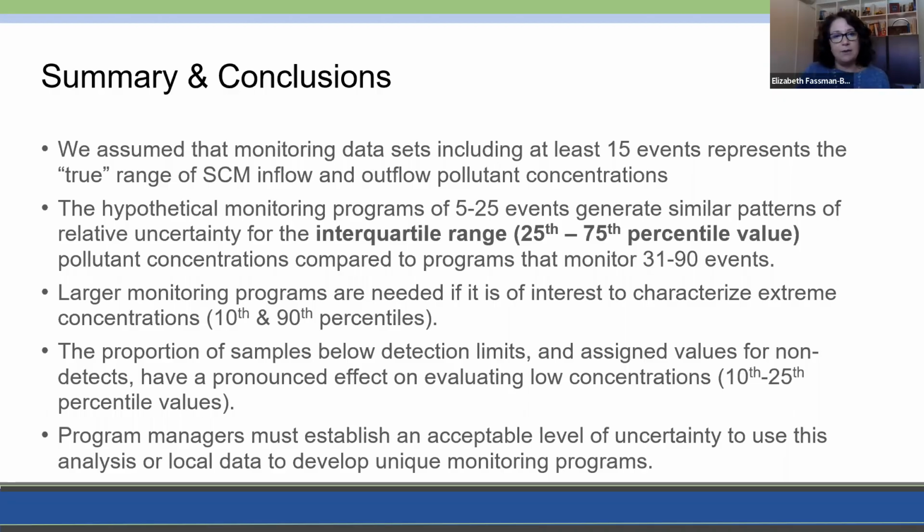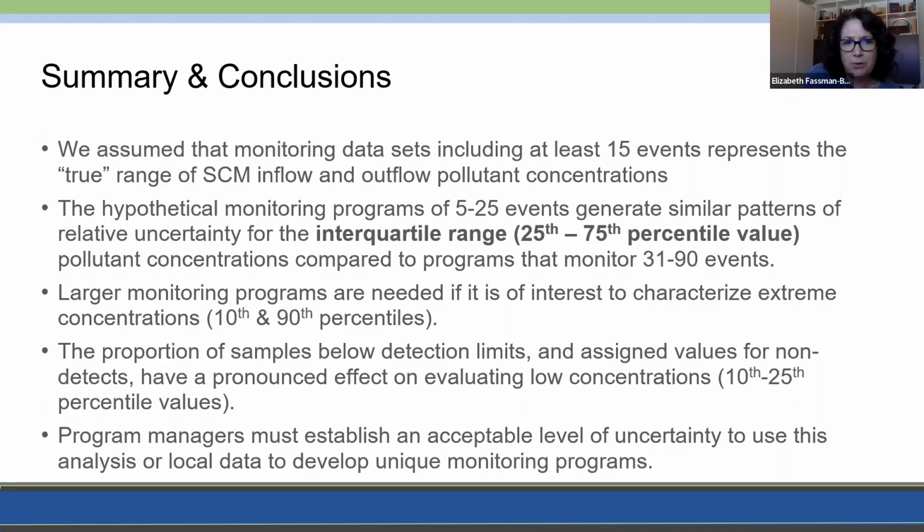The good news, I think, was that a hypothetical monitoring program of anywhere from 5 to 25 events generates similar patterns of relative uncertainty, the RPD, the relative percent difference, for the interquartile range. I'm not making a judgment call. The patterns, whether you have 5 events to 25 events, are overlapping there, and you get a pretty good representation of the interquartile range in there. I didn't say that correctly, but I'll go on.